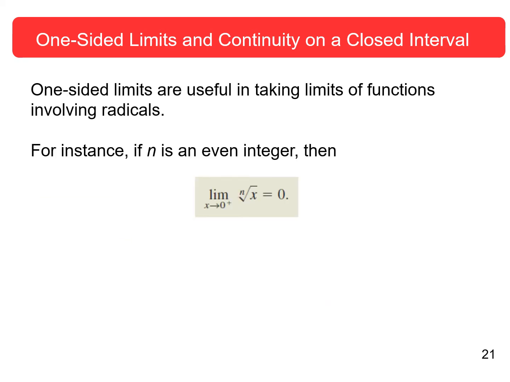One-sided limits are useful in taking limits of functions involving radicals. For instance, if n is an even integer, the limit of the nth root of x as x approaches 0 from the right is equal to 0. It is useful for taking limits for functions like this, because this is an example of a function whose domain is the set of all real numbers greater than or equal to 0.